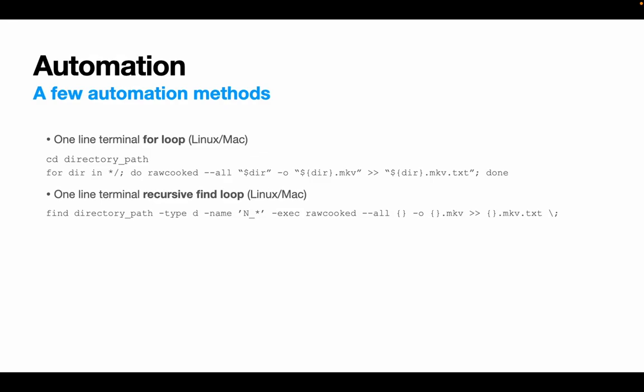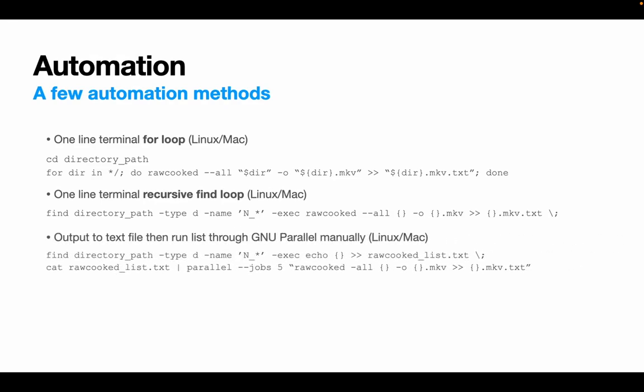When found, the exec call tells the find loop to execute the following RAWcooked command. And the curly brackets represent the path name to the found DPX sequences in this example. And so as with the for loop, you can add the .mkv and the .mkv.txt to the FFV1 and the log respectively. Again, the backslash and the semicolon represent the end of the loop, and this will enact once all of the loops are completed. So neither of these two commands use parallelisation, as in using the GNU Parallel, but they will save you operator time starting and stopping processes.